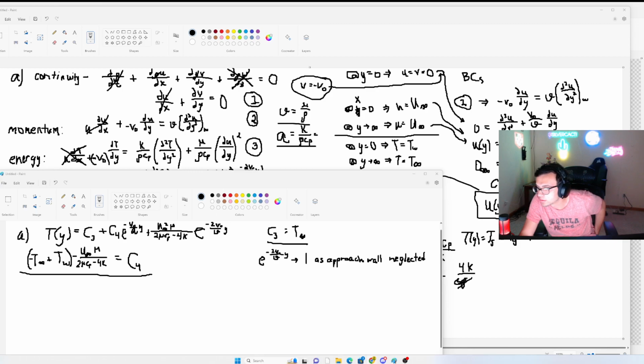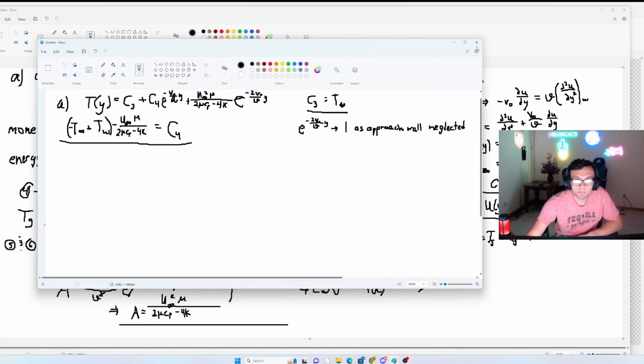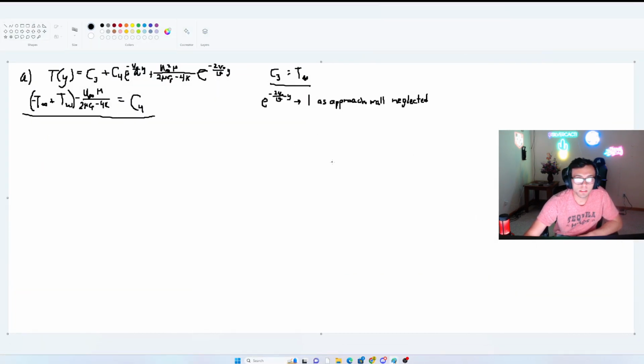So the last term could be neglected from that, because it's going to be really small. If I do this back out, this is what this is going to equal.